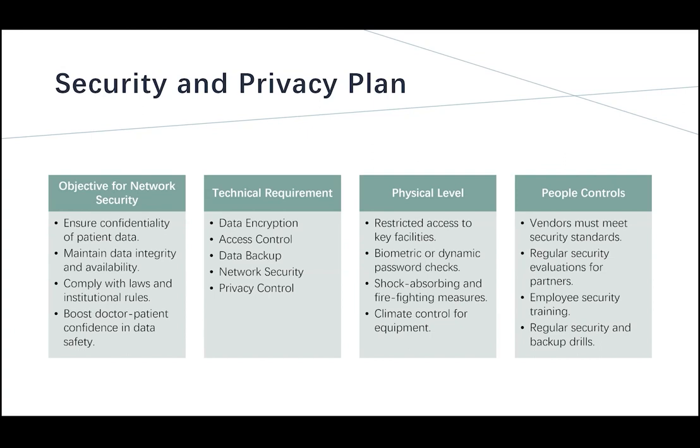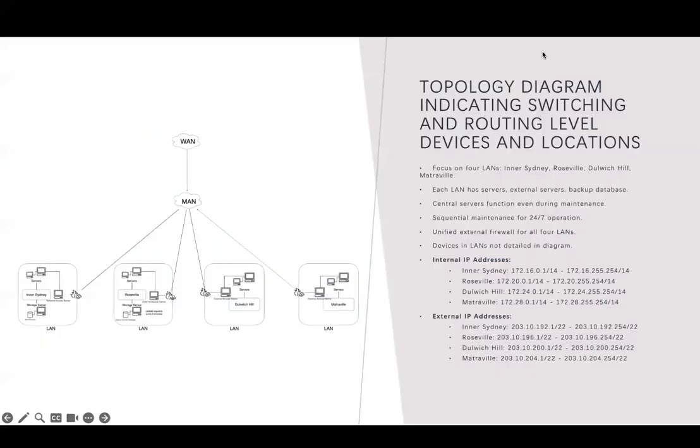Machines normally will not make mistakes, but people will. So we need to list simple people control parts, which is that vendors must meet security standards, and regular security environment checks for patients, which is security environment check, and security training for all the stakeholders who need to visit the key data, which is important privacy data like EHR, EMR, or public health data, and regular security and backup drills. Okay, thank you.